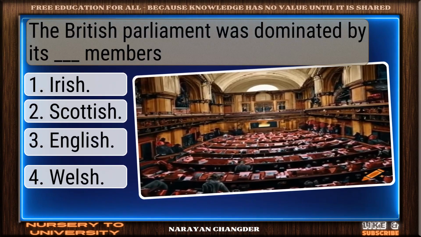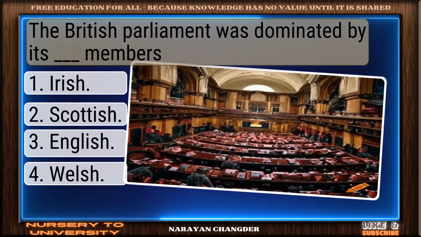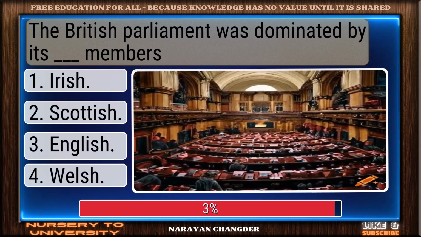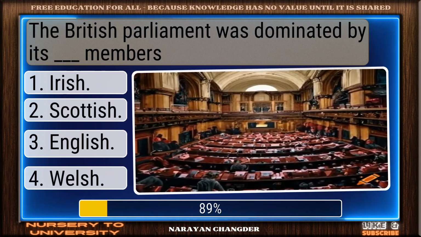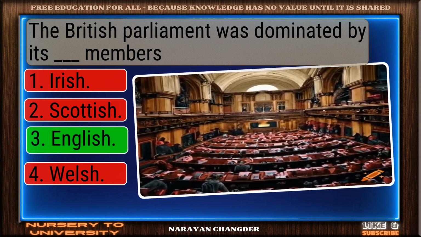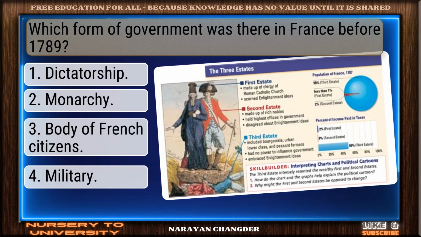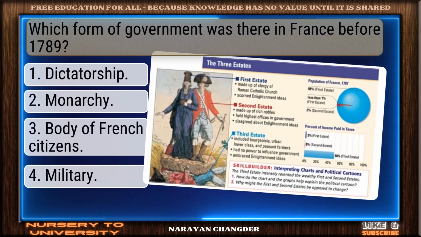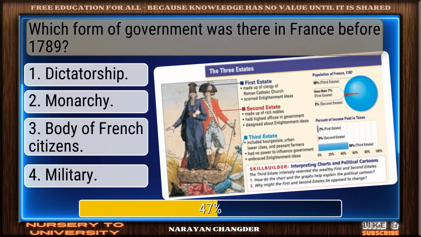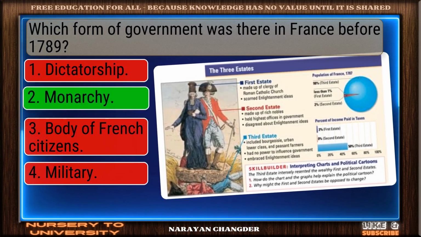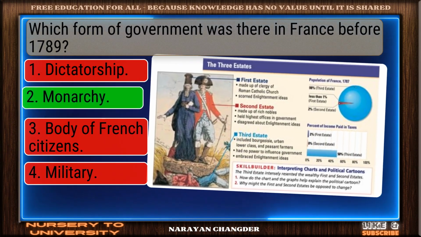The British Parliament was dominated by its dash members. Nicely done. English is solid. Which form of government was there in France before 1789? You're right. Monarchy is correct.